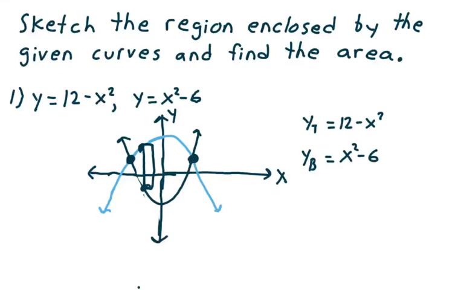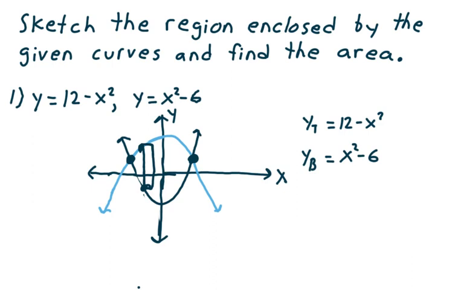The directions say to sketch the region enclosed by the given curves and find the area. In example 1, the curves are given by the equations y equals 12 minus x squared and y equals x squared minus 6. They're both parabolas, and y equals 12 minus x squared is sketched in blue. Y equals x squared minus 6 is sketched in black.